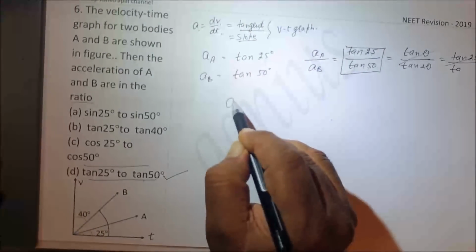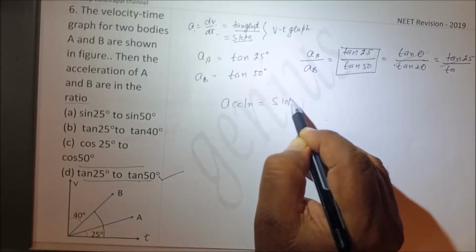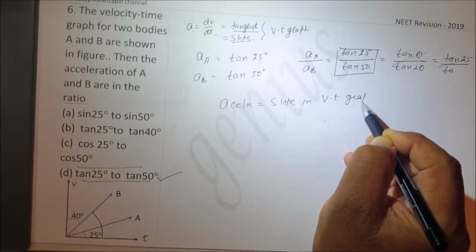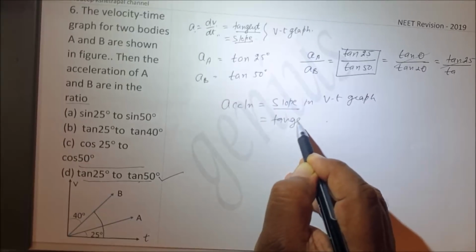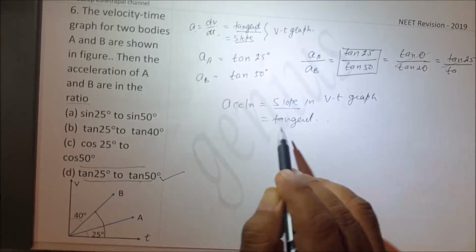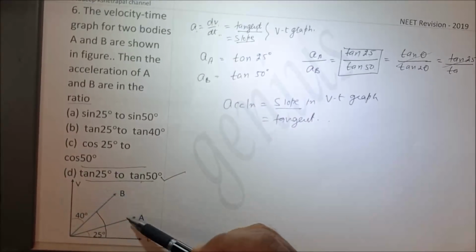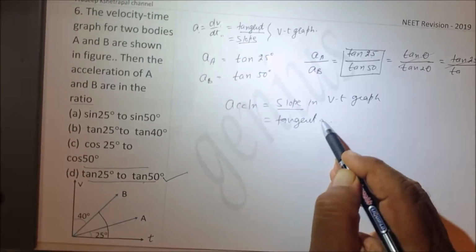So again I will write it. Acceleration is equal to slope in VT graph, and slope is given by tangent. And tangent is given by perpendicular upon base, but that is not required here. No perpendicular or base are given. So this will be only tangent of theta.